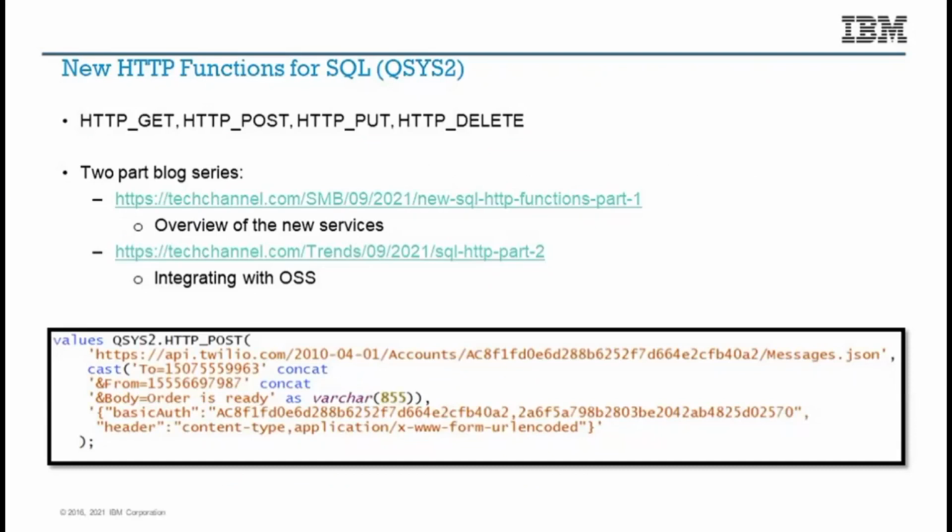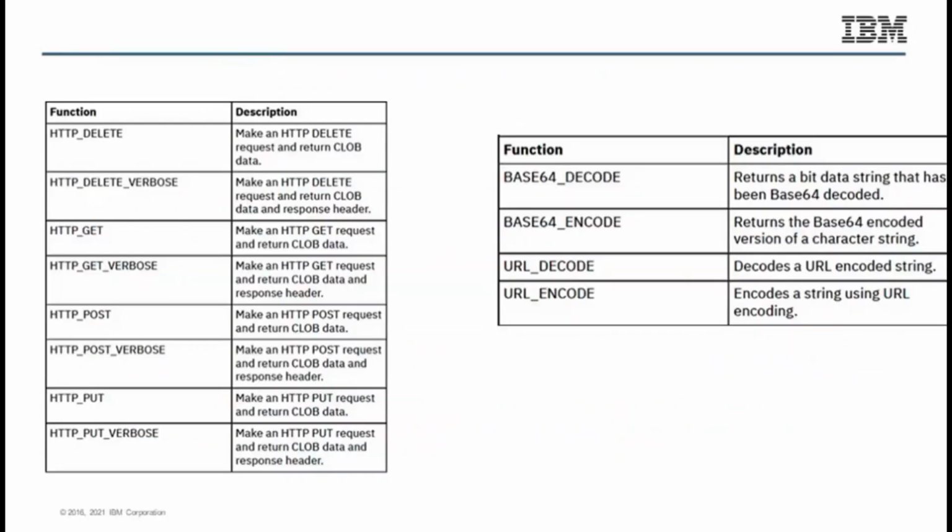So the bottom line is that we now have new HTTP functions in DB2. They don't require Java, but they allow you to do HTTP post, get, put, delete, which then therefore allows you to interact with things like REST APIs and do cool stuff. Like this particular SQL example here, I'm doing a qsys2.http post, and that is actually going to send a text message using the Twilio service. I can now send an SMS text message from SQL. And of course, that's the tip of the iceberg, right?